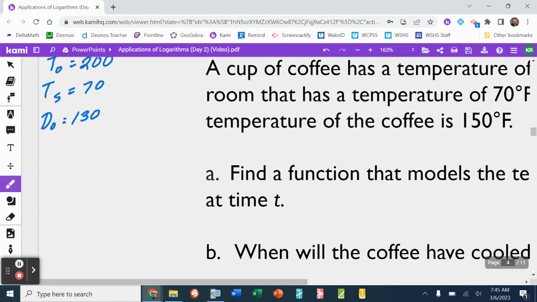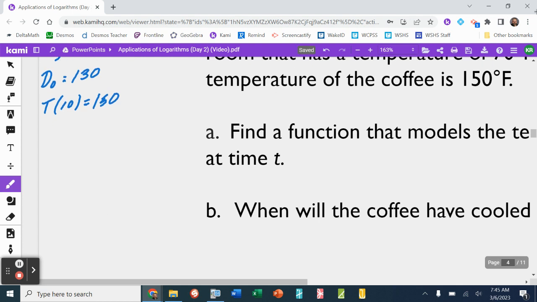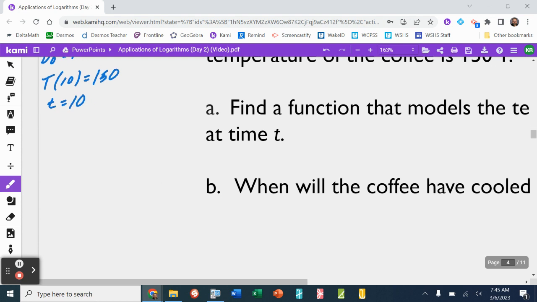Now, the other piece of information they tell us is the temperature after 10 minutes is equal to 150. So I'm going to go ahead and set up an equation to solve for k. And so here the t, I didn't list it, but t would be equal to 10. Let's just add that to our list so that when I fill it in, everybody knows where it's coming from.